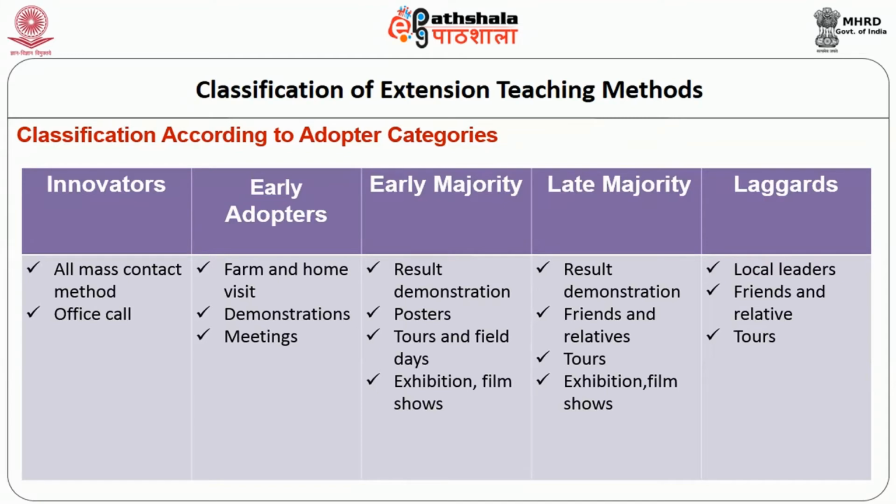For the innovators, we have to go in for all mass contact methods and office call. At the early adopter stage, we can go in for farm and home visits, demonstrations and meetings. For the early majority stage, we can go in for result demonstration, posters, tours and field days, exhibitions and film shows. For the late majority, we can go in for result demonstration, friends and relatives, groups, exhibitions and film shows. For laggards, we can go in for local leaders, friends and relatives or tours.